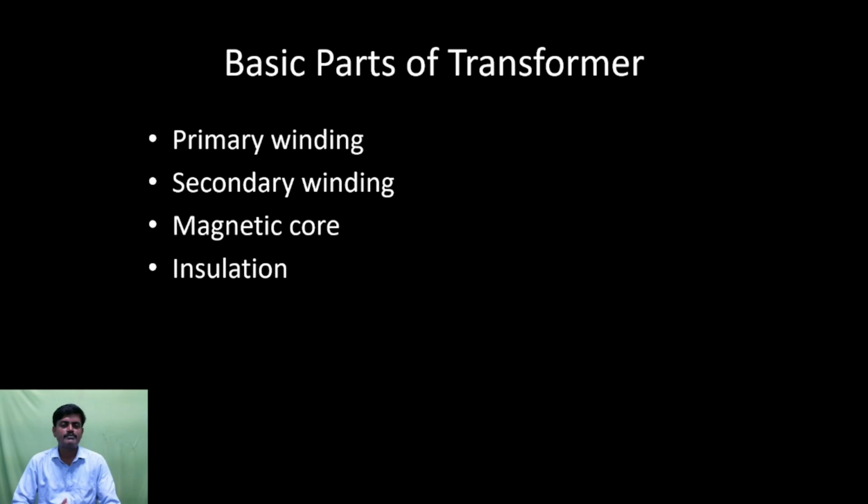Then what are the basic parts of the transformer? We are having primary winding, secondary winding, magnetic core and insulation. So these are the major parts in the transformer. Only we are having the primary winding, secondary winding, magnetic core and the insulation.